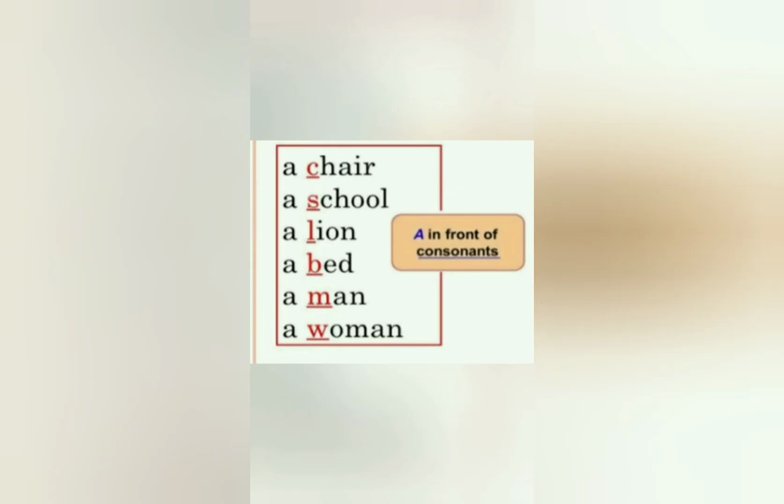Look at a few more examples. Chair, ch. School, s. Lion, l. Bed, b. Man, m. And woman, w. All these ch, s, l, b, m, w are consonant sounds. So we have added a in front of them.